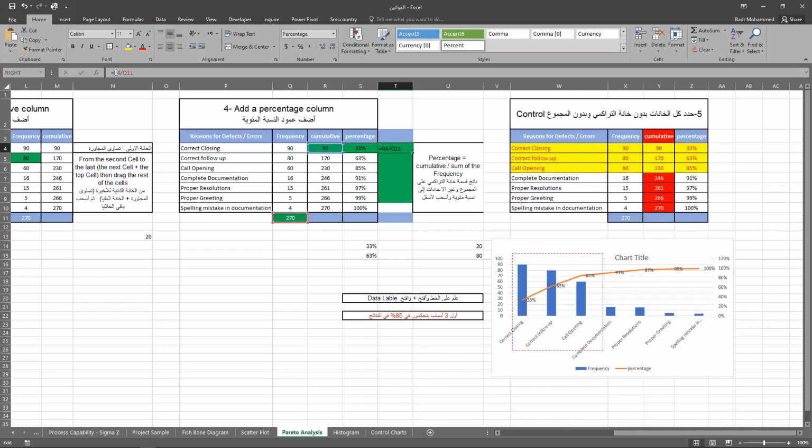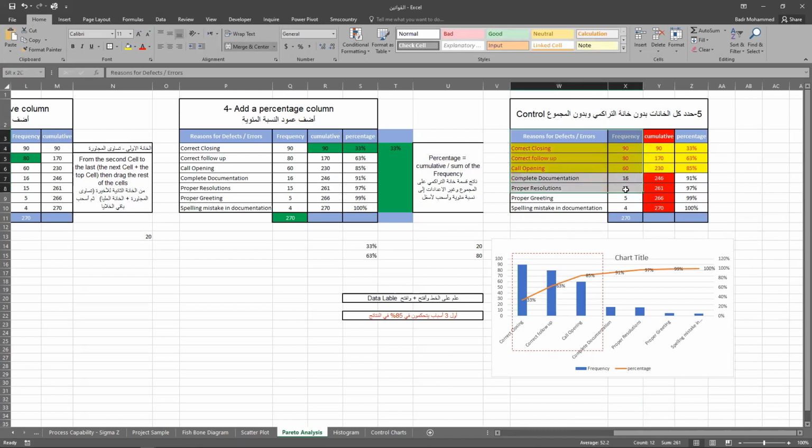And this example which you give as reasons for defect, errors, correct closing, correct follow-up, what is it depending on? Call opening, complete documentation, the reasons for defects. The reasons for the defects which you have mentioned here, it depends on what? It depends on Pareto analysis. When you select the total of this table, okay? Cumulative here we don't need. We came up with the cumulative only to get the percentage. So the cumulative we will not use.